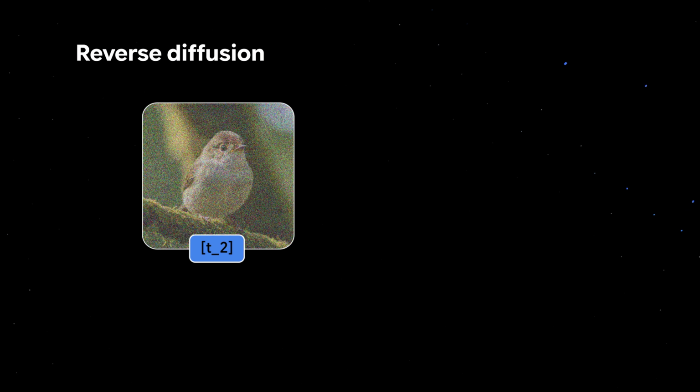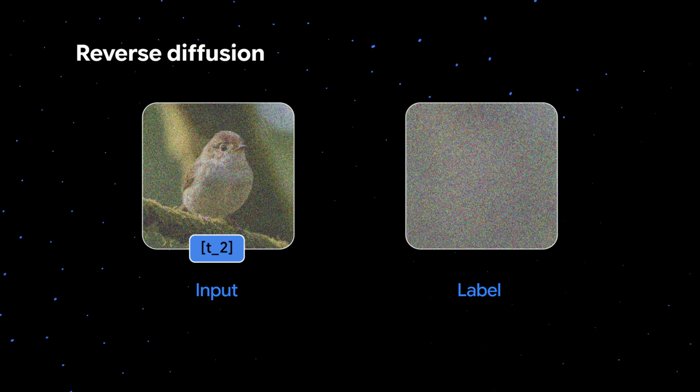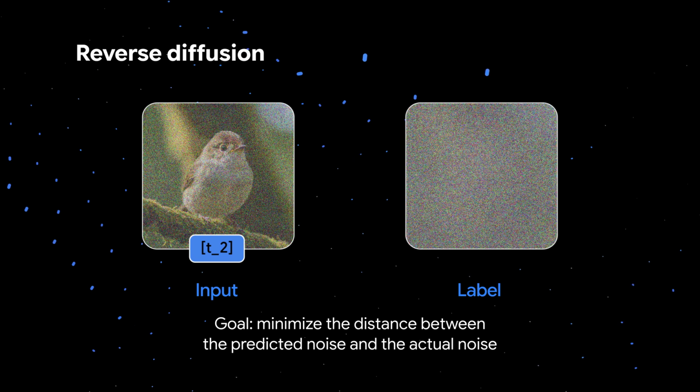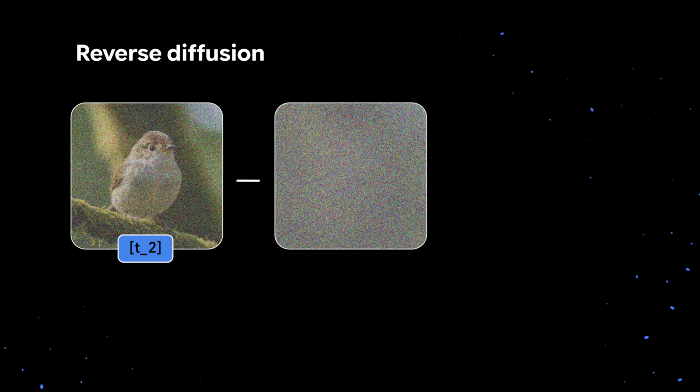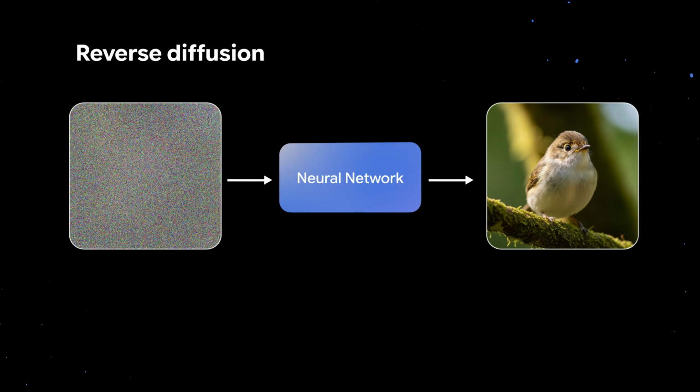So how do we train a model to do this reverse diffusion process? Well, we give the model a noisy image at a particular time step, and the model's task is to predict the exact noise of the noise pattern that was added at the previous time step. The model is trying to minimize the distance between the predicted noise and the actual noise added during forward diffusion. That is our ground truth label. We then subtract that predicted noise from the image to get a slightly less noisy image. If you do this over enough time steps and enough data, the model learns to take an image of total noise and iteratively refine it by removing noise to produce something coherent.